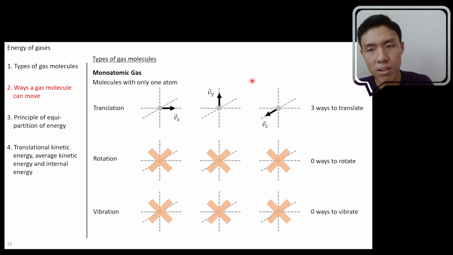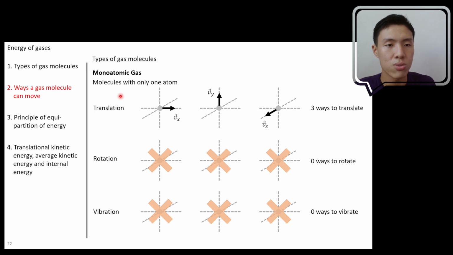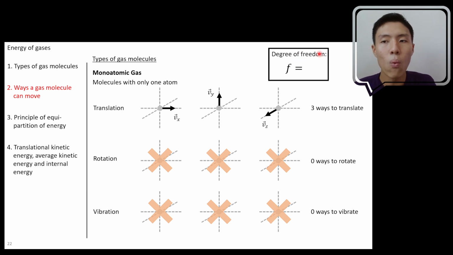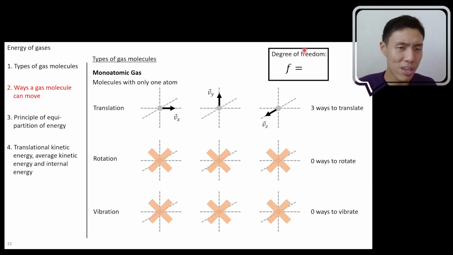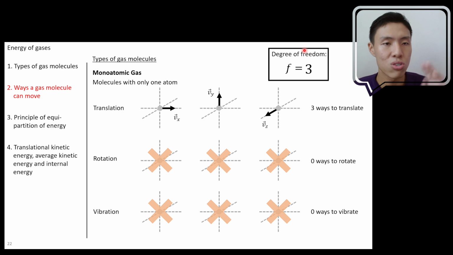Okay, so now we see that overall for monoatomic gas molecules, there's only 3 ways for you to translate, 0 ways to rotate, and 0 ways to vibrate. Therefore, we can say what is the degree of freedom of the gas molecule, meaning how much freedom you have in the way you can move. The technical explanation of degree of freedom is different, but you can think of it as how many levels of freedom you have. For monoatomic gas molecules to move, there are 3 degrees of freedom.